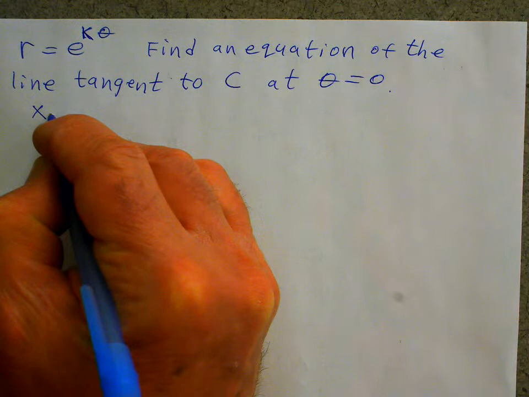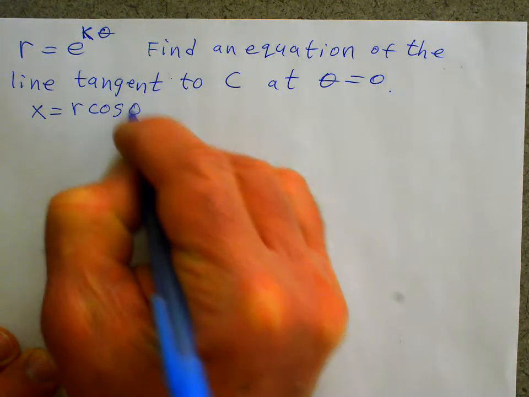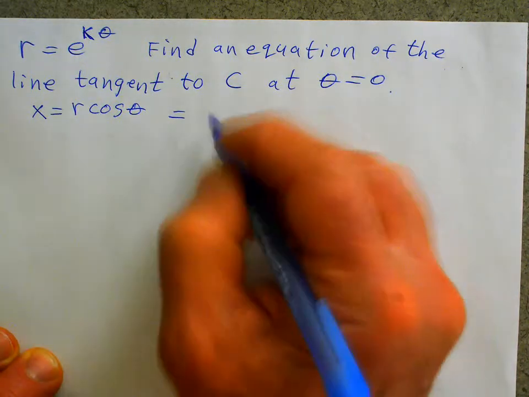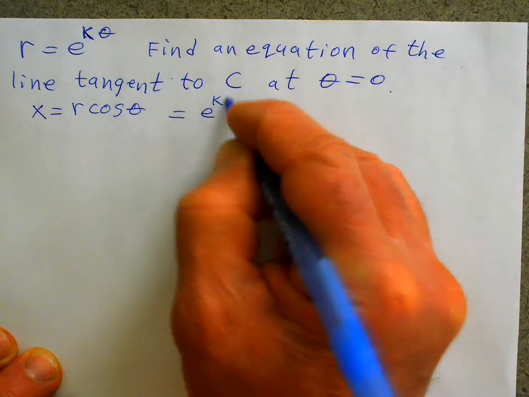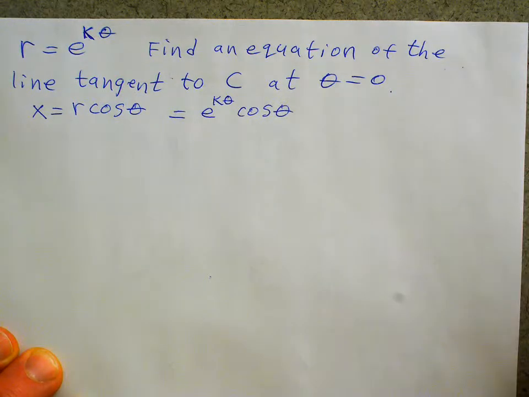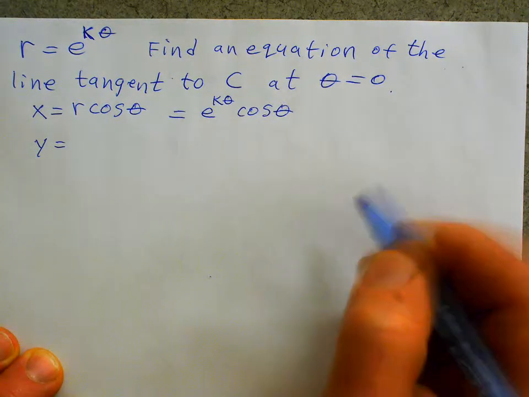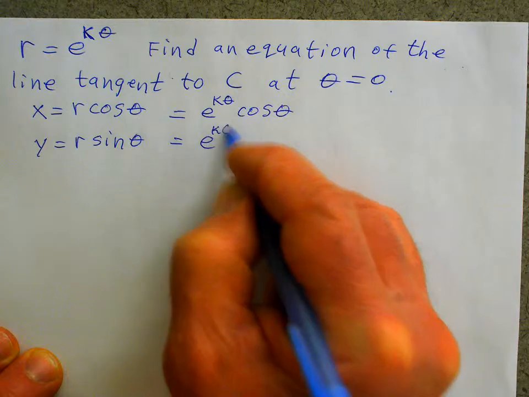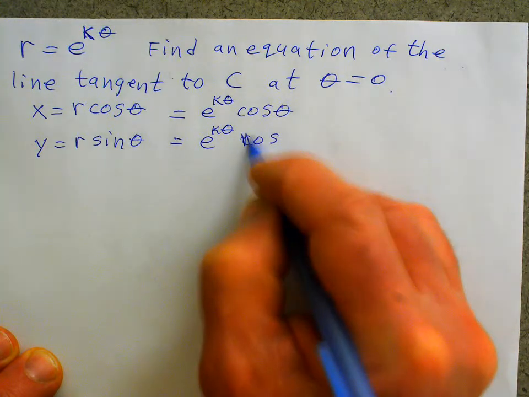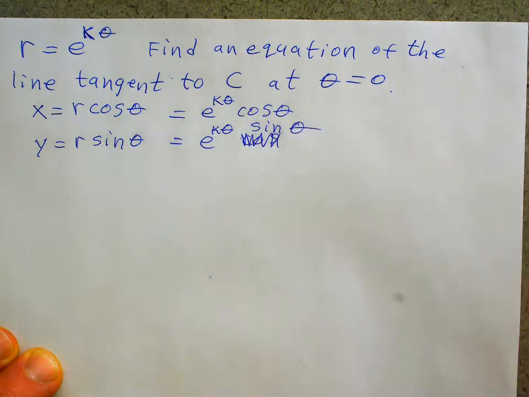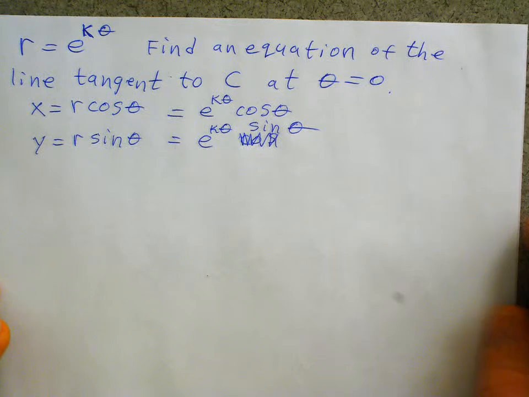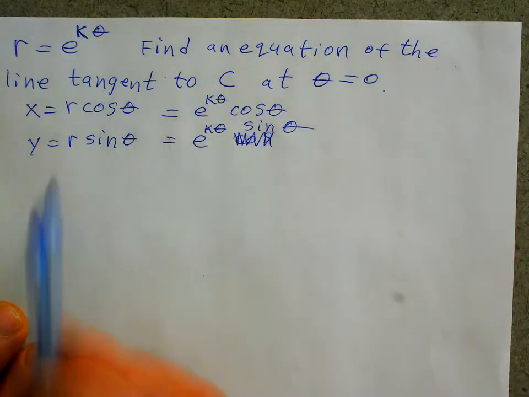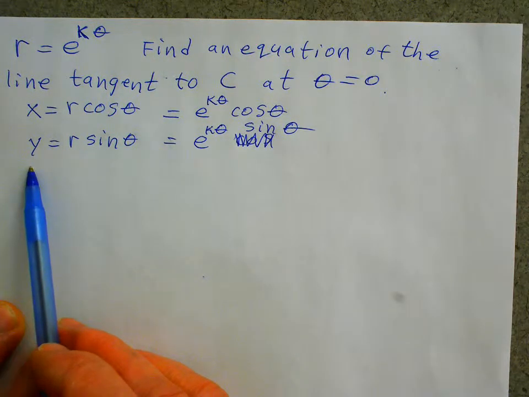So we use the fact that x equals r cosine of theta, but since r is e to the k theta, x is e to the k theta times cosine of theta. And y is equal to r times sine of theta, or e to the k theta times sine of theta. So if we want to find an equation of the line tangent to C at theta equals 0, we need to find the x and y coordinates of that point.